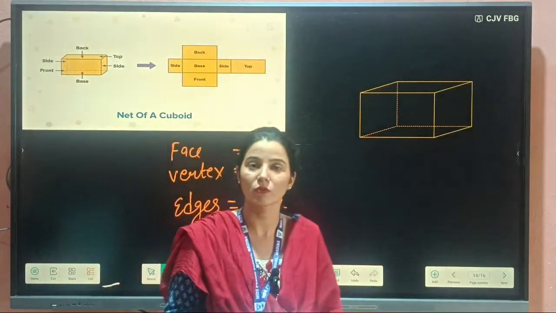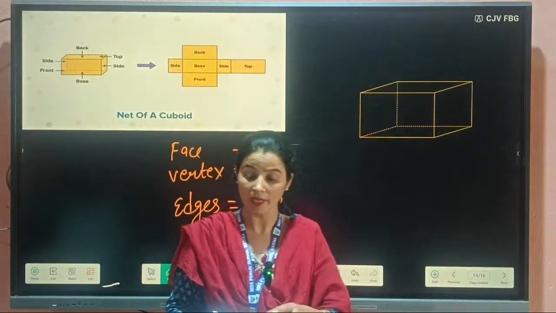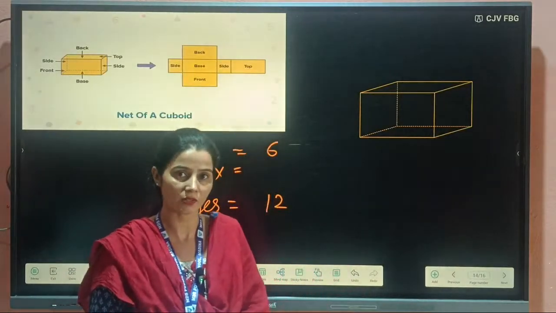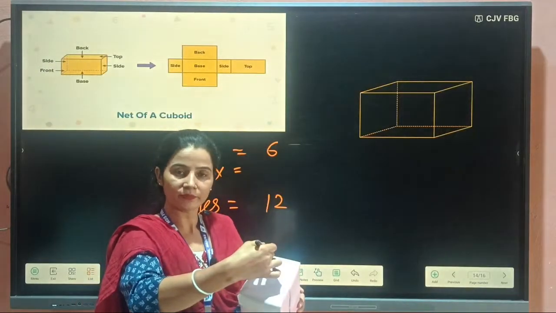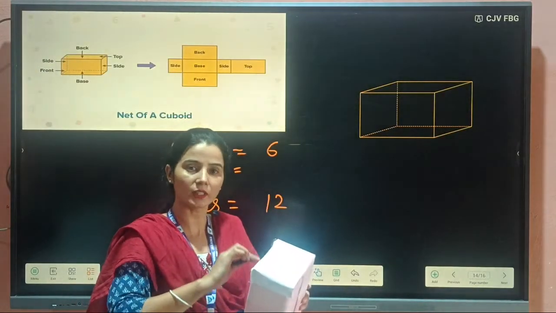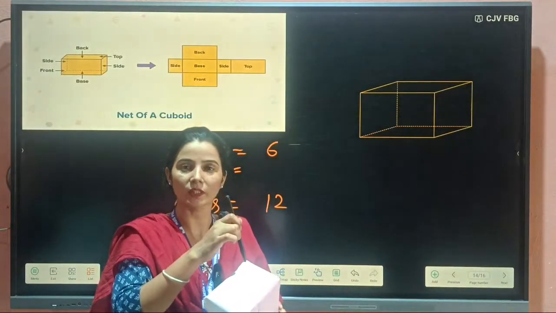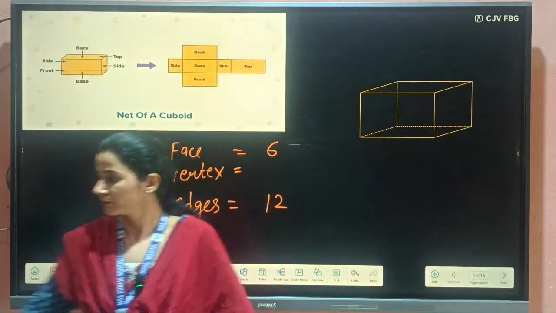Count vertex. What are vertex? As I told you, where edges are meeting, that point is called vertex. Means corner of your room. This is one edge, second edge and third edge. These are meeting at this point. This point is called vertex.